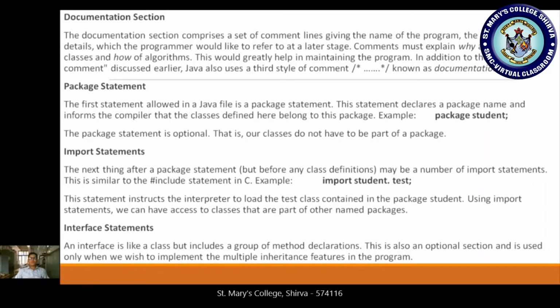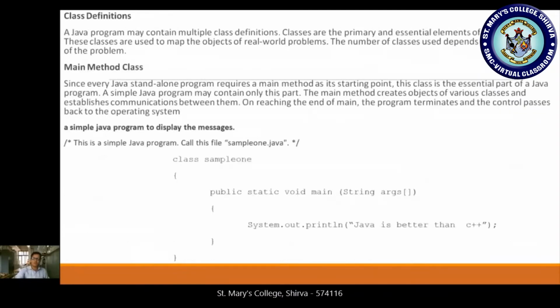For example, if I am taking an add method, how to declare the add method? Void add. Then we know how to process the addition of two numbers, but here it possesses only the method declaration. We do not implement that. So these statements are optional, but they are very much essential for inheritance, the multiple inheritance concept. This is an optional section and is used only when we wish to implement the multiple inheritance feature in the program.